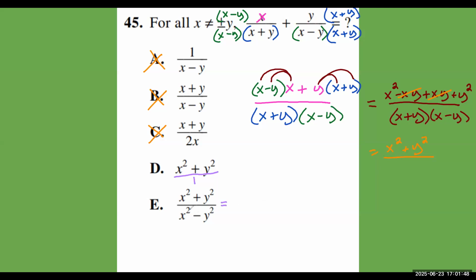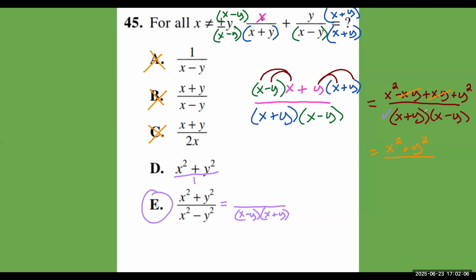This is called a difference of two squares. So x squared and y squared being subtracted is a difference of two squares. So I could even think about this without even multiplying it as x minus y, x plus y, and it matches what I have on the denominator. So I know the correct answer is E.